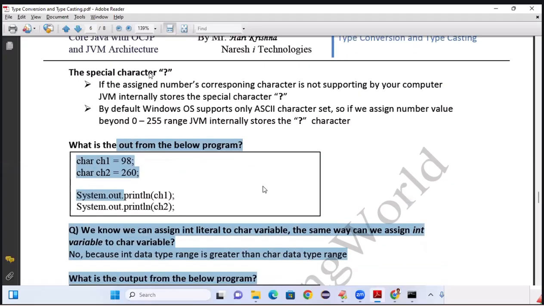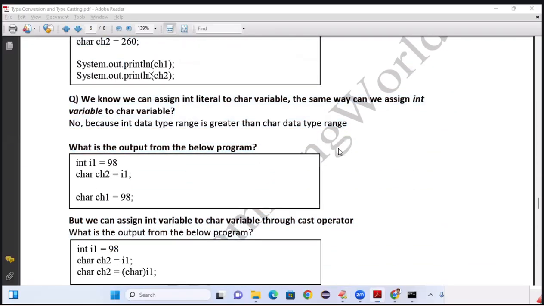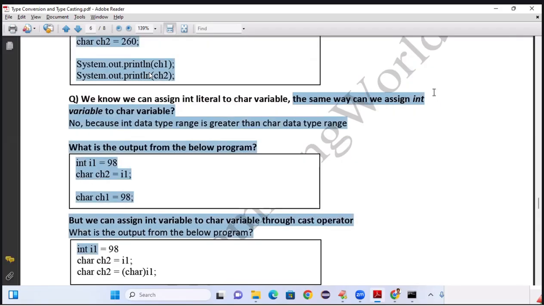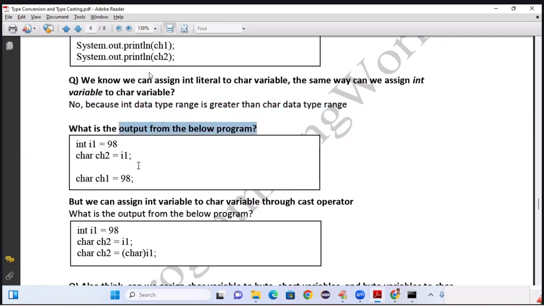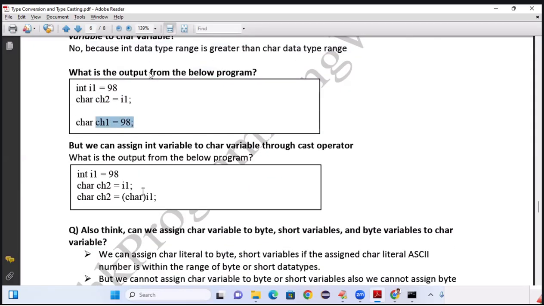What is the output from the below program? Listen here. We know we can assign an int literal to a char variable. In the same way, can we assign an int variable to a char variable? No, because the int data type range is greater than the char data type range. int i1 = 97; char ch2 = i1; here error. We can assign an int variable to a char variable through the cast operator, here no error.